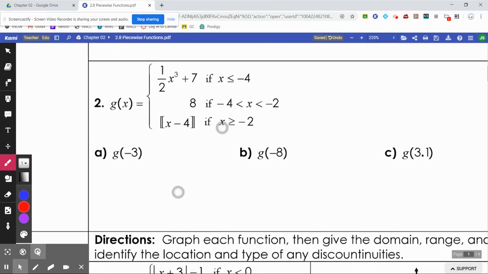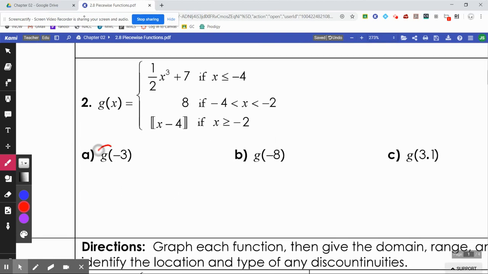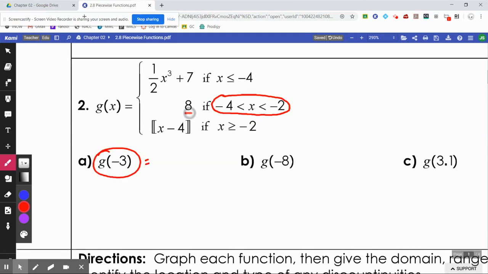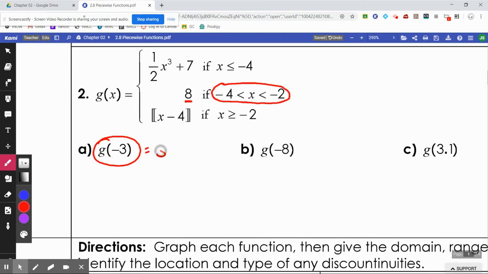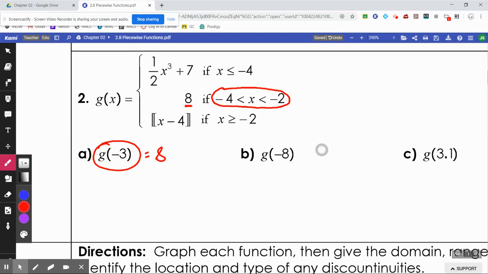Okay, number 2. Number 2 says find g of -3. First, identify where -3 is located. That would be between -4 and -2. Now, this one's easy because if you're located in between here, you don't even have to plug anything in. Anything in that interval is always equal to 8. B part says find g of -8.